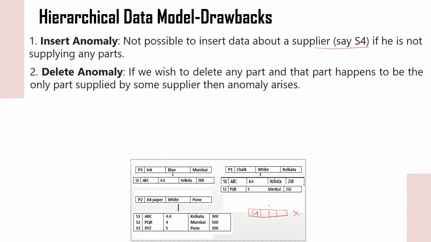Next comes delete anomaly. Delete anomaly is if we wish to delete any part. Suppose I want to delete part P4. It is not shown over here in the diagram. And that part is the only part supplied by some supplier. Suppose S5 is supplying part P4. Now, if I delete part P4 record, then S5's record also gets deleted. And you can't find that record in any other parent-child relationship. That means along with the part record, you have deleted the supplier record. This is called delete anomaly. This is also a serious problem.